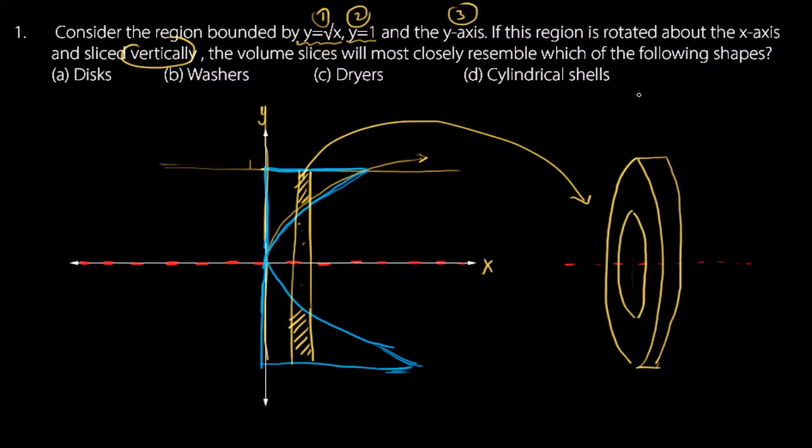What the question is asking is, what exactly does this slice look like? This is not a disc, it is not a dryer, and it is not a cylindrical shell. So the only thing that looks like our answer is washers. So the answer is washers.